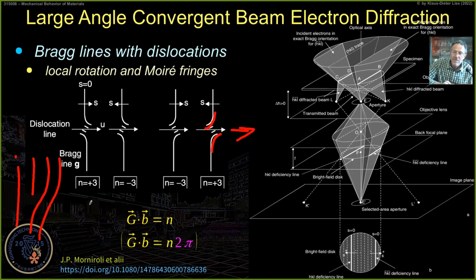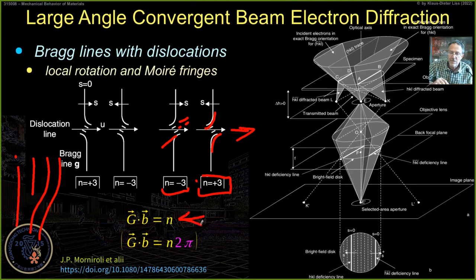And then we see fringes. We see white gaps or black gaps in between. So the line is white in this contrast here, and then we see 1, 2, 3 black gaps. So for n equals -3 or for n equals +3. So here G times B is n.